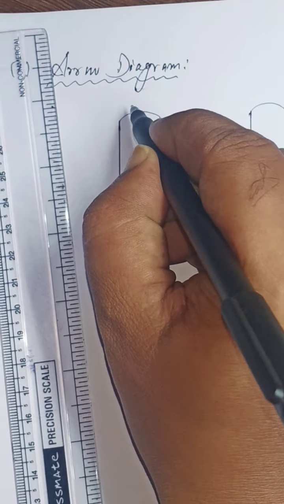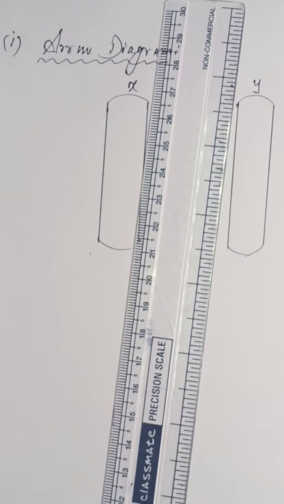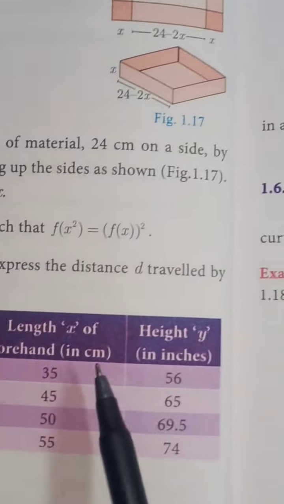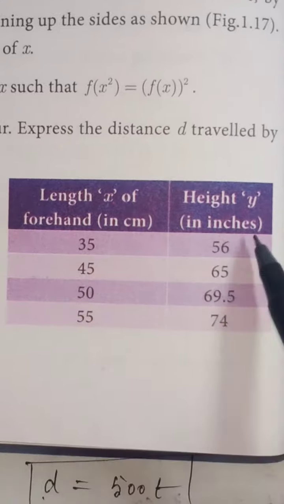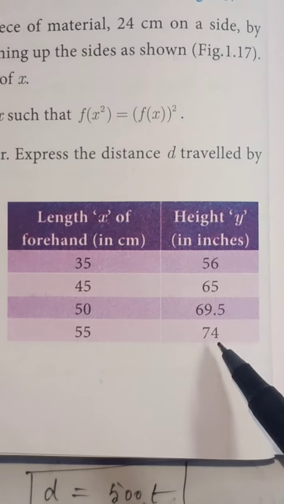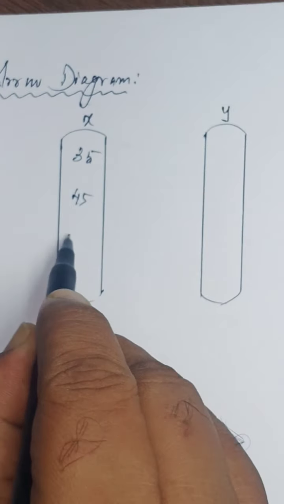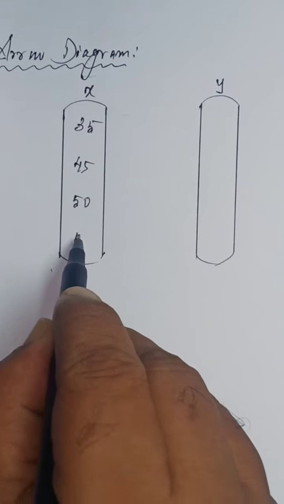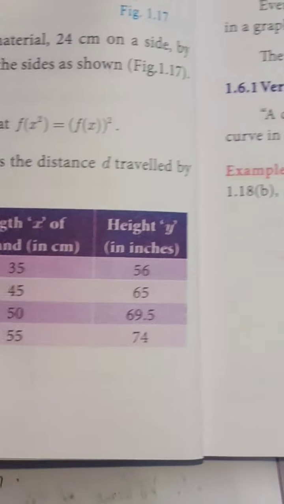Okay, this is x, y. We'll look at the table. Forehand length is x and height is y. Four sets of values are given. I consider x as domain and y as codomain. 35, 45, 50 and 55. Y values 56, 65, 69.5 and 74.